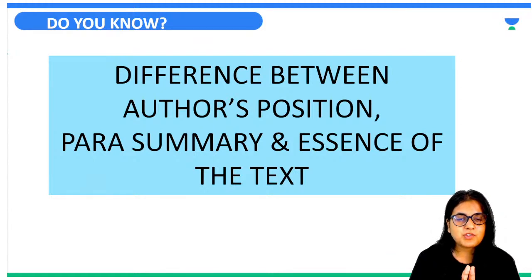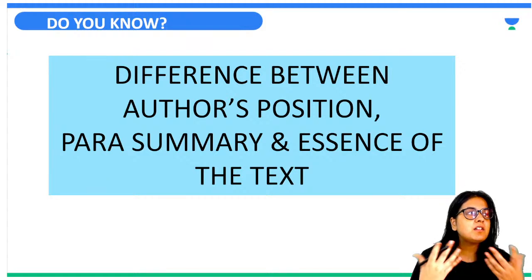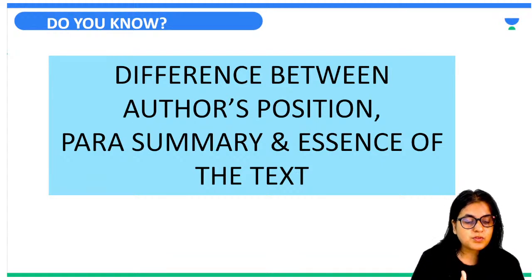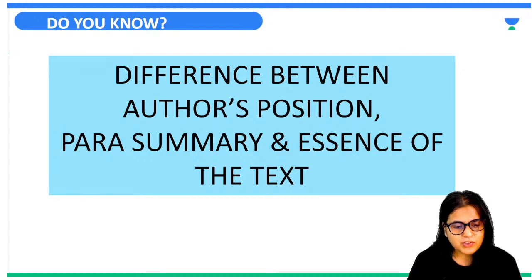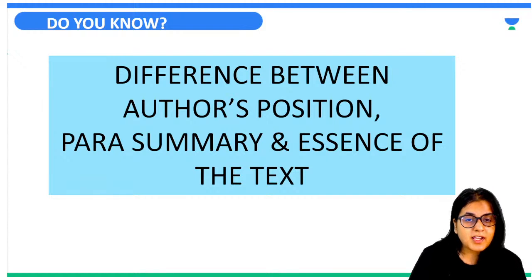So for instance, the first question is, what is the difference between an author's position? Guys, please feel free to answer. Do you know the difference between author's position, para summary and essence of the text? This is a very important question because earlier it was called a para summary question, then an essence of the text question, and in the last 2 or 3 years it's being called the author's position question. Students need to know how the questions are framed differently, and what they should remember when answering each of the 3 question types.